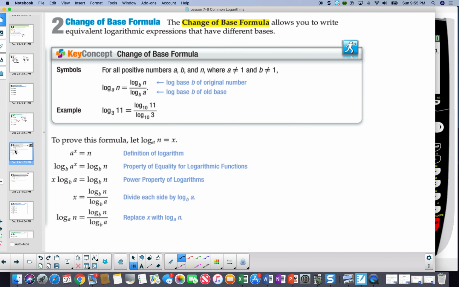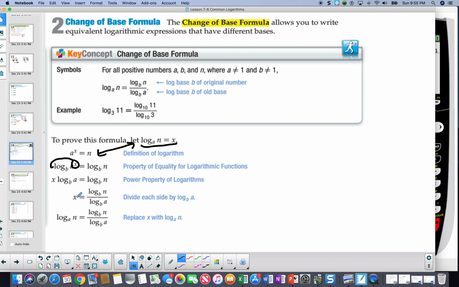All right, the change of base formula allows you to write equivalent logarithmic expressions that have different bases. So let's take a look at this expression, a to the x equals n. And this is the log expression, log base a of n, and isolating the variable. So this and this are the same expression. Now I'm going to take log base b of both sides, and then I am going to bring the x down over here, and then I'm going to get x by itself by dividing, very much like what I was doing a few minutes ago.